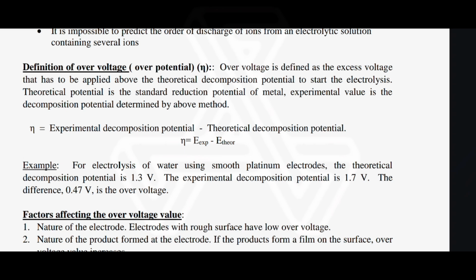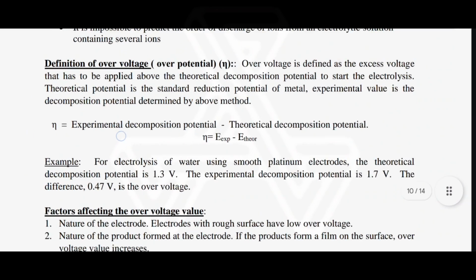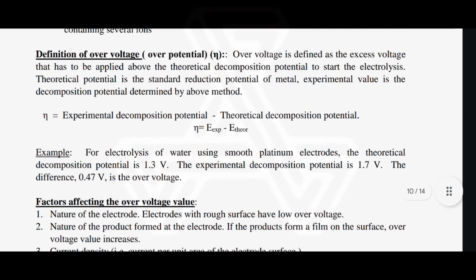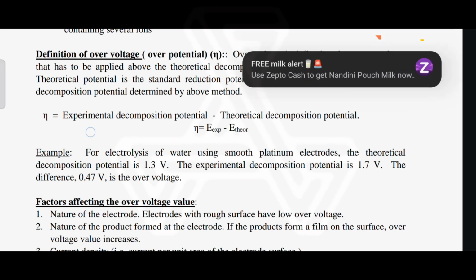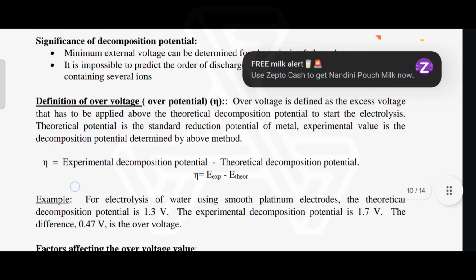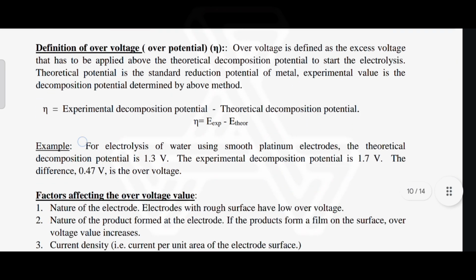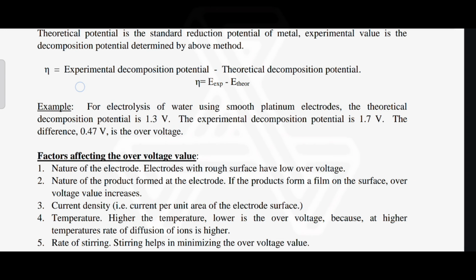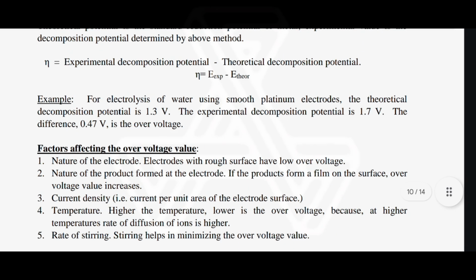Definition of overvoltage. Overpotential is defined as the excess voltage that has to be applied above the theoretical decomposition potential to start the electrolysis. The decomposition potential determined by the above method gives: eta, the overvoltage, equals the experimental decomposition potential minus the theoretical decomposition potential. Eta equals E experimental minus E theoretical.